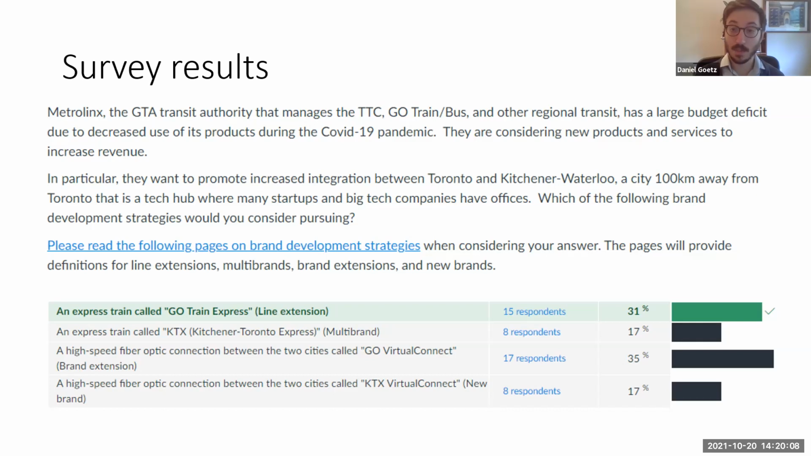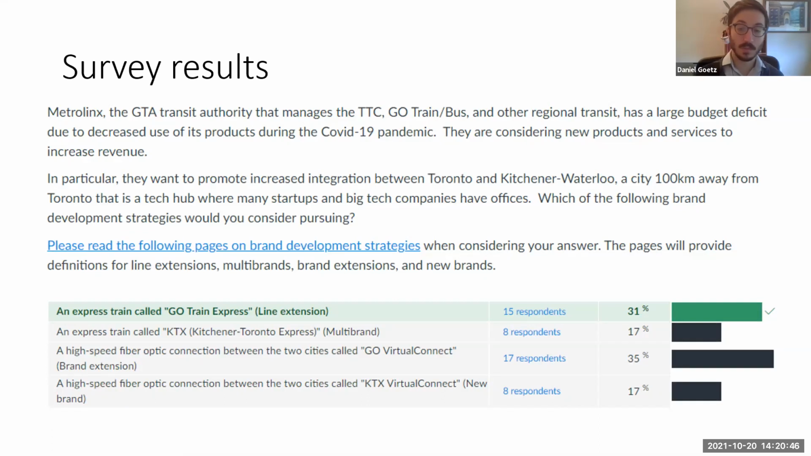The next, and I guess the biggest set of respondents said a high-speed fiber optic connection called Go Virtual Connect. So let's see here, Yasmin writes, I believe presenting a high-speed fiber optic connection is better than an express train since most of the people work remotely because of COVID-19, and there's many big tech companies in Kitchener that would definitely appreciate a high-speed connection. As for the name, Go Virtual Connect is better since the majority of people know about Go Transit, so they recognize this new service faster.